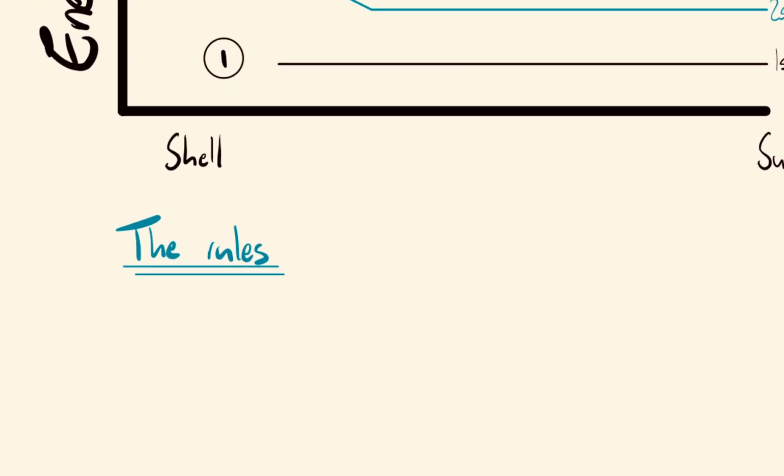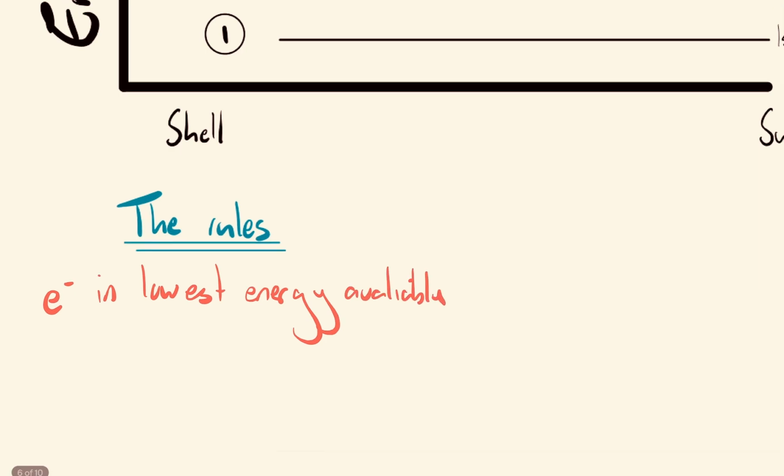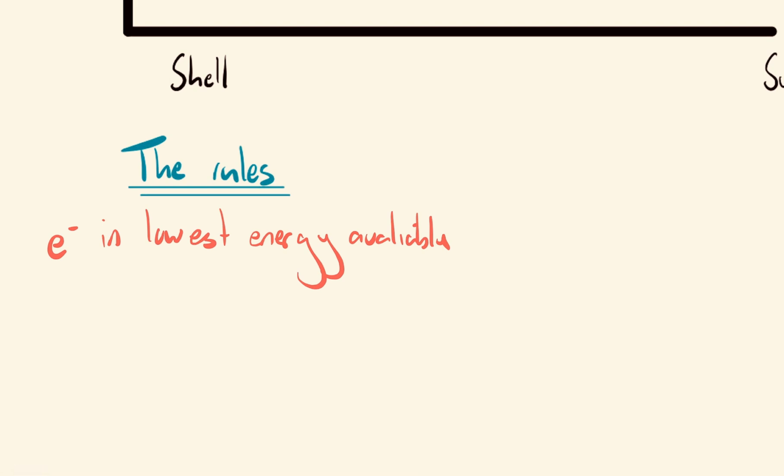So in terms of the rules, electrons go in the lowest energy available. Another rule here is that electrons ideally go by themselves. That's really because electrons are all negatively charged, so they repel.